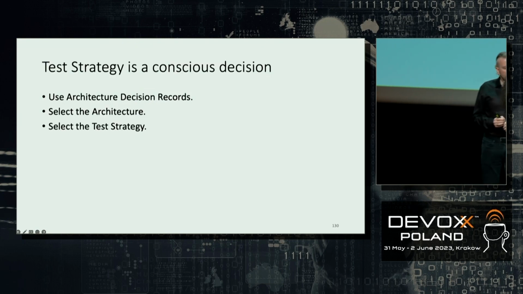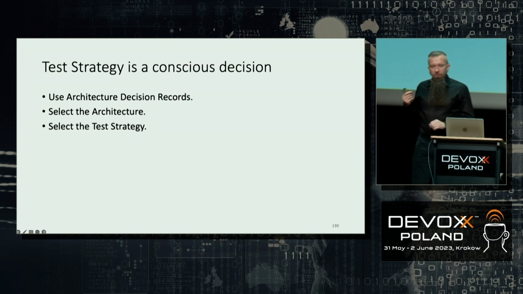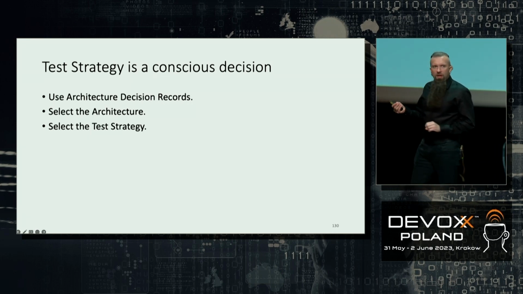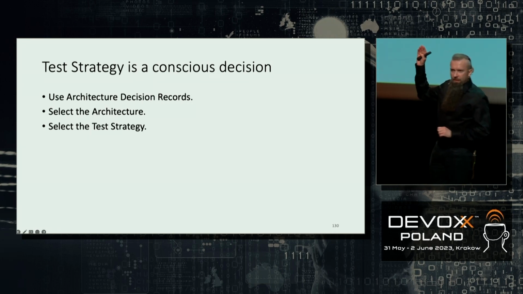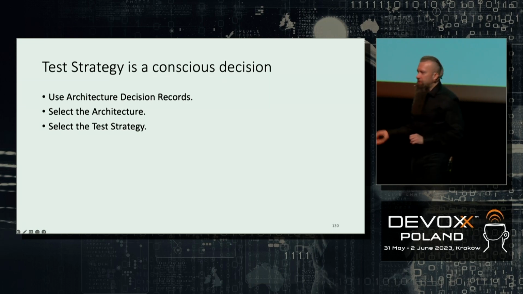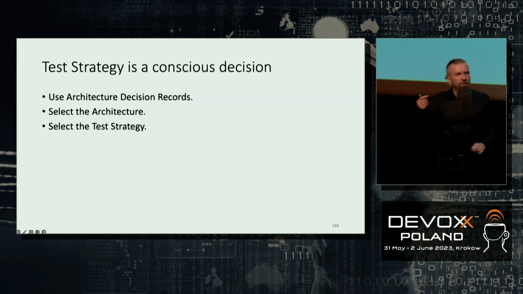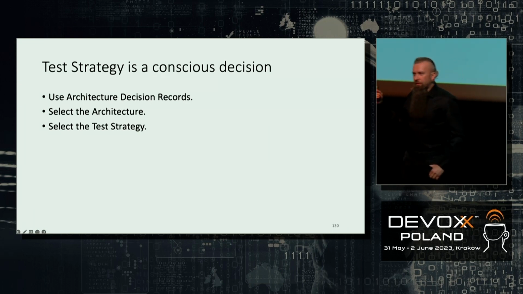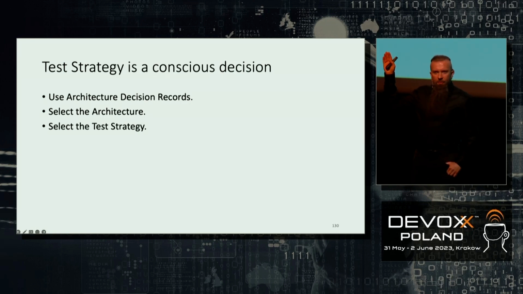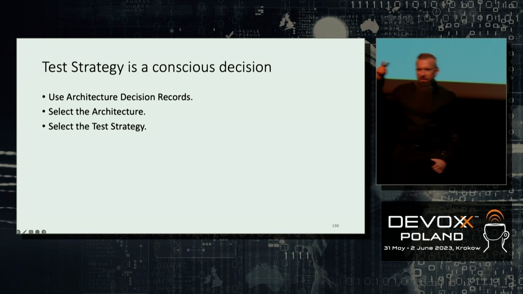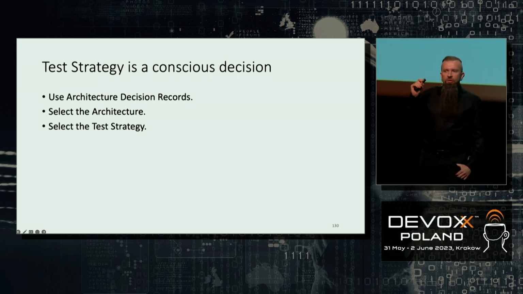And test strategy is a conscious decision. Who is using architecture decision records in their projects? Great. Who is recording what kind of architecture is going to be planned for the project? Okay. And who is recording what the testing strategy is? Yeah, a few people, okay. So this is a conscious decision.